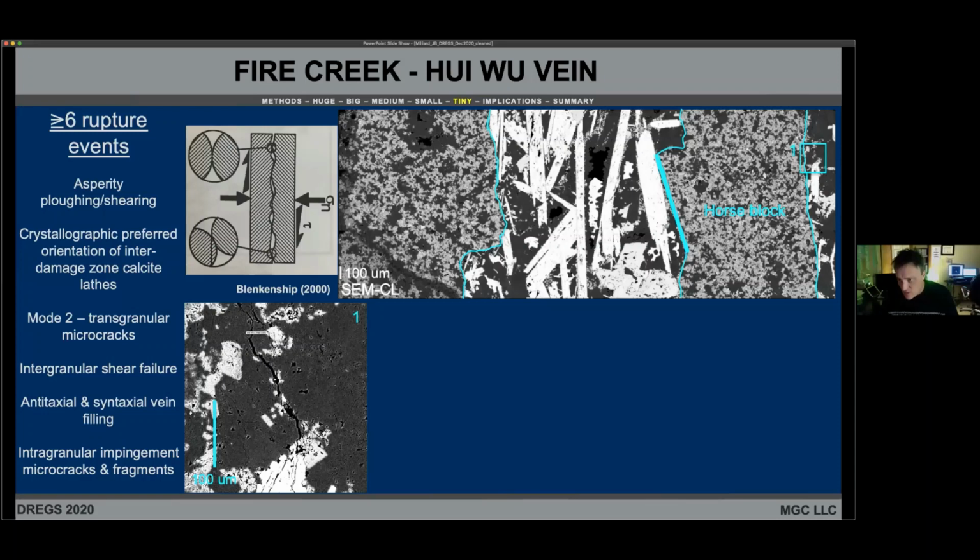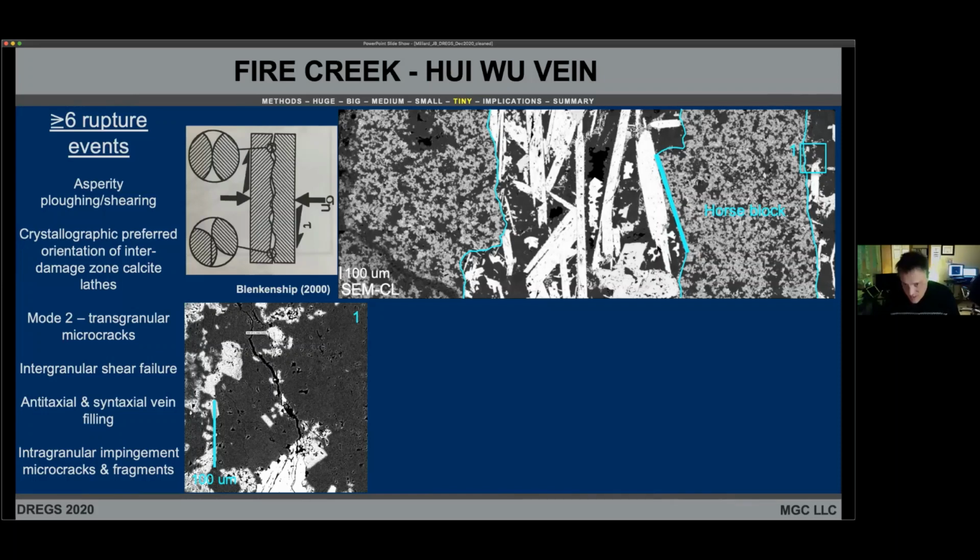Then we can look and zoom in a closer detail and see subsequent brittle events preserved in this fault zone. In this block number 1, we're actually seeing intergranular microcracks breaking through the quartz ground mass. Actually, you can see it breaking up this calcite lath and a tip. So that takes at least 3 events.